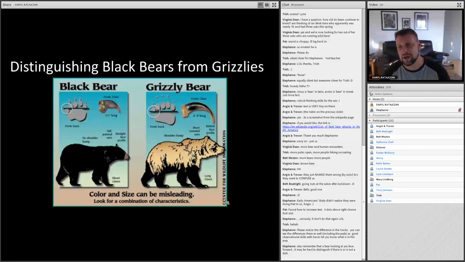Black bear has short claws, grizzly has long claws, and the black bear has a straight profile of the face while the grizzly has a dished face. The one I like about this graphic is that you can see the difference in their claws. If you look at that graphic, the black bear claw is very short, very curved, only about an inch and a half long typically. The grizzly, on the other hand, has a much longer claw.